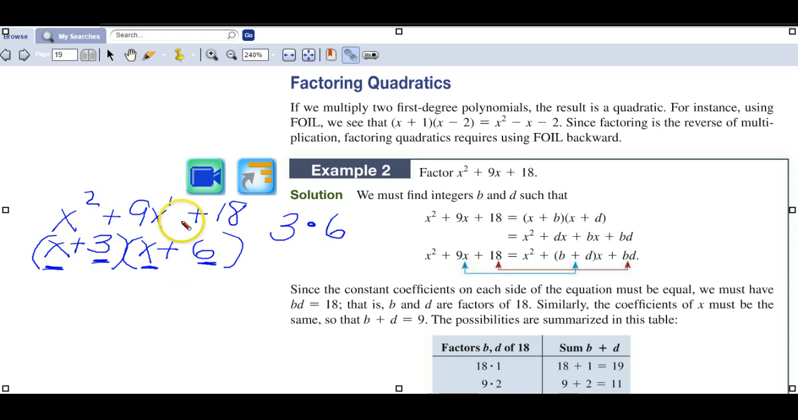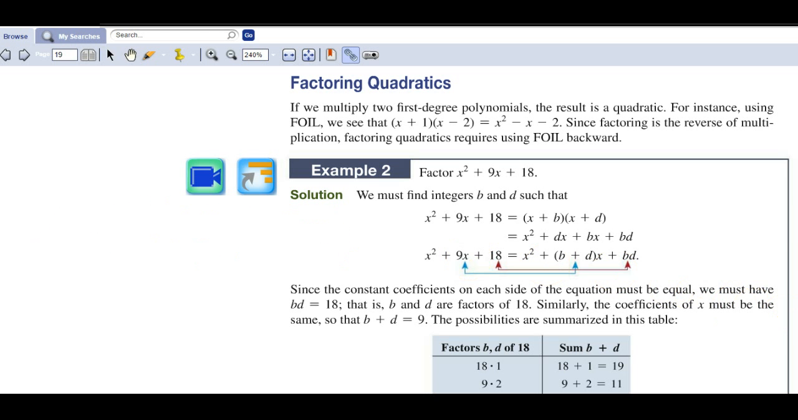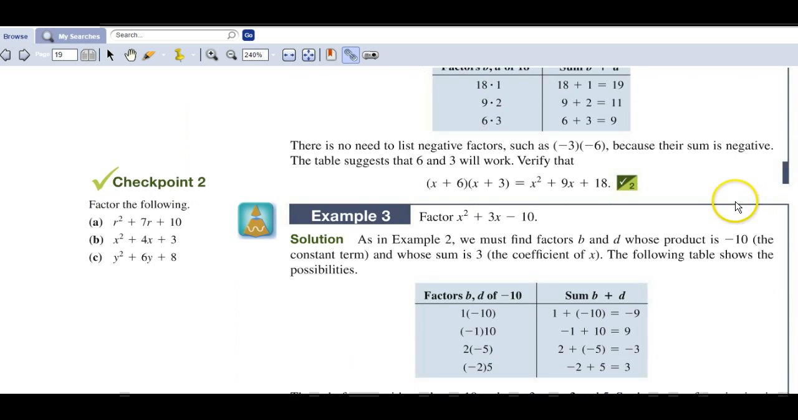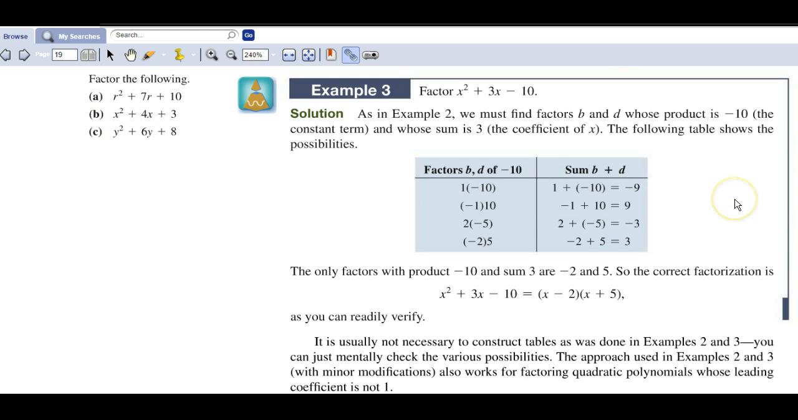Once again, the steps: put it in standard form, see if there's any greatest common factor that you'll pull out, and then undo the FOIL, and then check it by FOIL. And again, you can read what they have here, because all of this is good stuff. Now, let's do another one, and we'll write it out here.